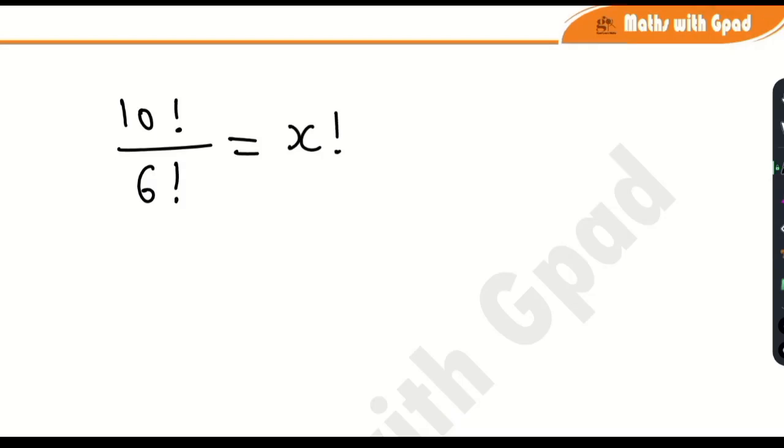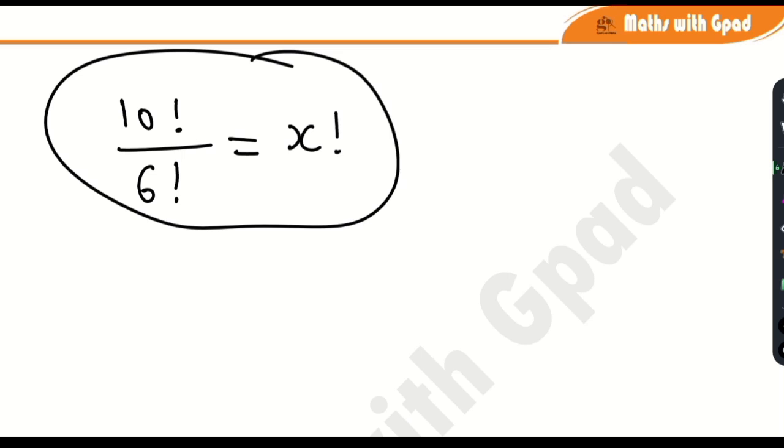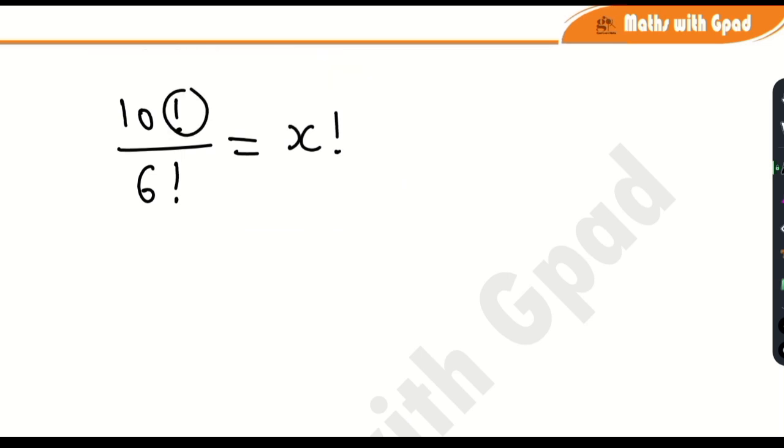In this video, I'm going to be finding the value of x given this equation, which is what? 10. This symbol here is factorial. 10 factorial over 6 factorial is equal to x factorial.